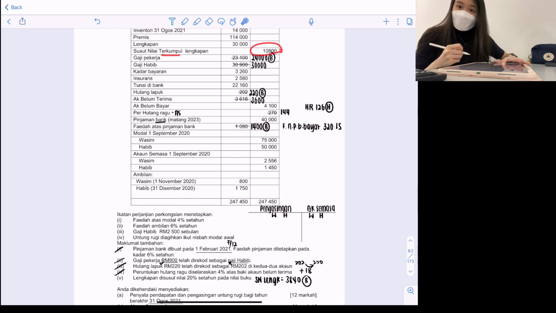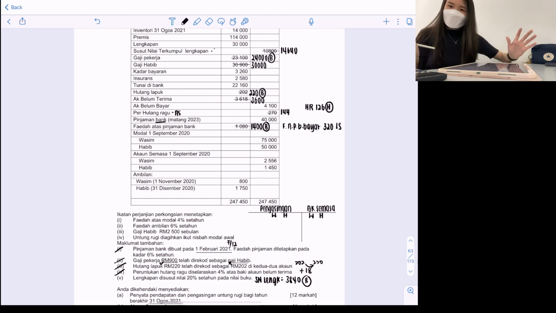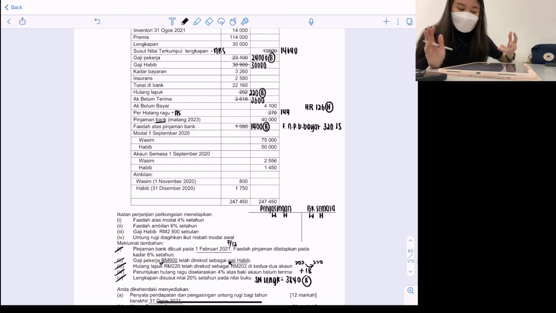So SN is by a year. Now SNT is full total years that you have used. So we got to combine together. Becomes 14640. And SNT is your negative ABS. So we are pretty much done with the pelarasan already. That's very, very quick. And after we are done with the pelarasan, then you will go into your ikatan.